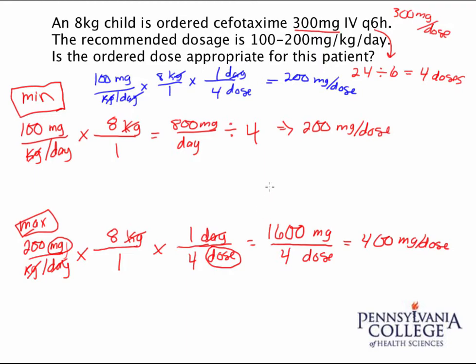Just looking at this, we see the safe range, once it's customized for our patient, is between 200 milligrams for every dose up to 400 milligrams per dose. The order is 300 milligrams for every dose. So you would conclude, based on the recommended dosage of 100 to 200 milligrams per kilogram per day, this order would be appropriate for this child. The reason why? The order falls within the recommended dosage range once that dosage range is customized for an 8-kilogram child.